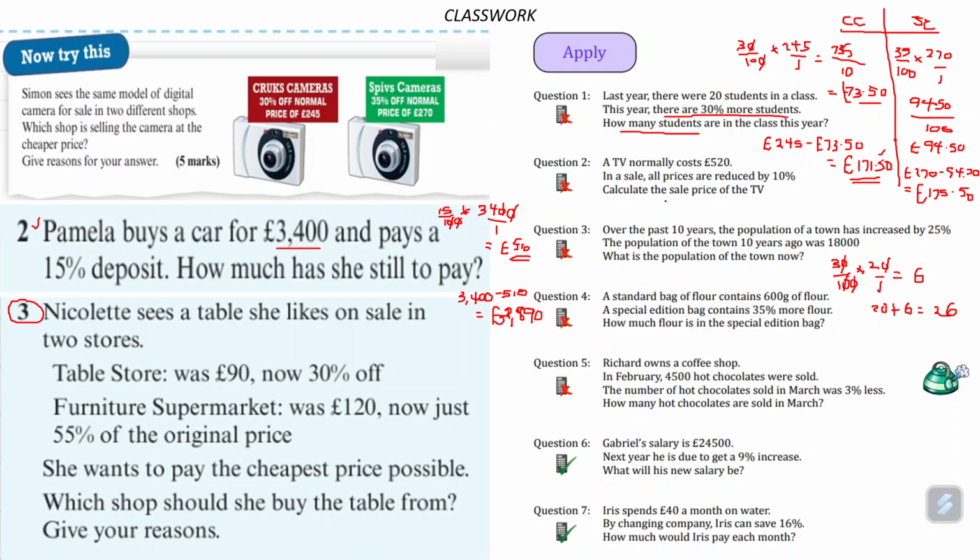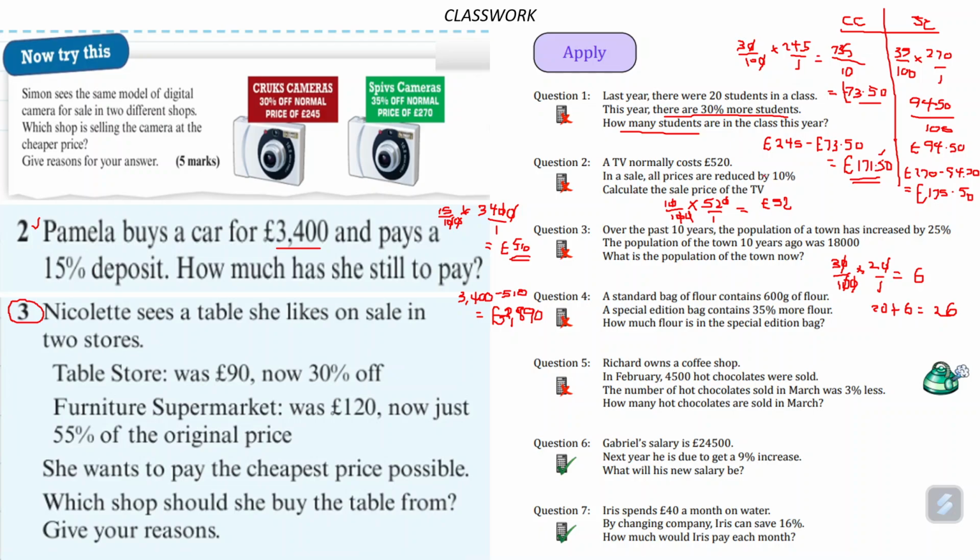Let me just show it for showing sake. So 10% times 520. Now the zero will cancel out this, and this will cancel out this. So you have £52. So 10% is £52.